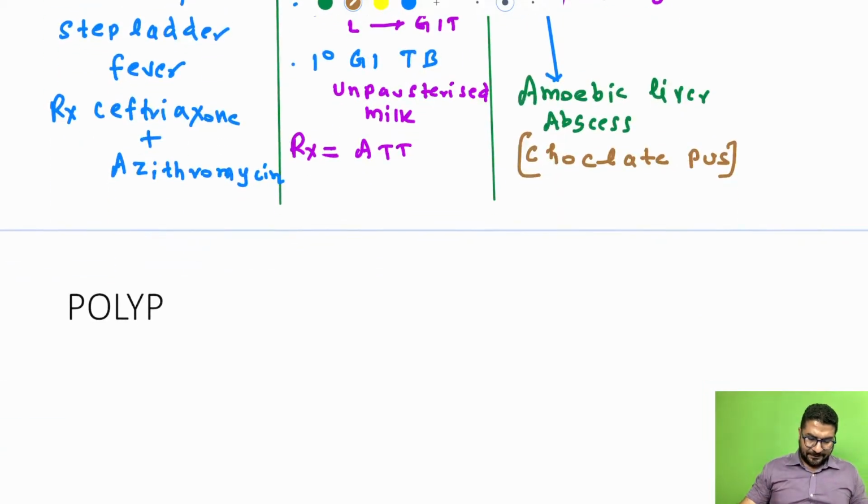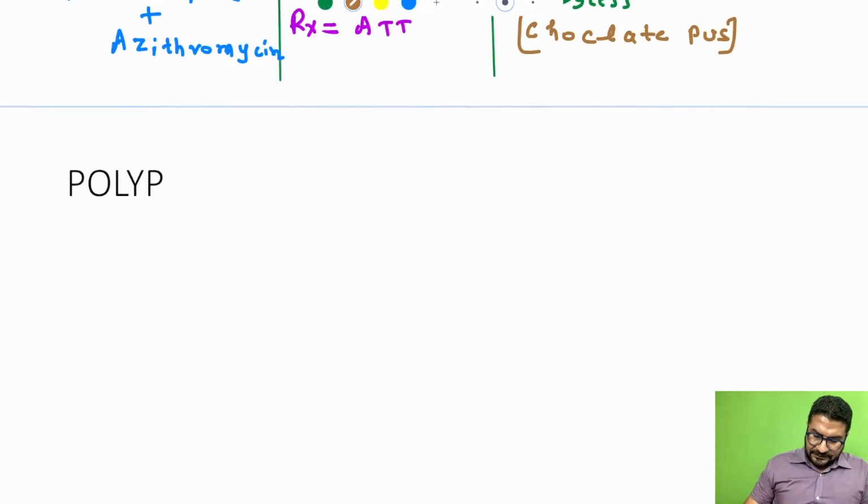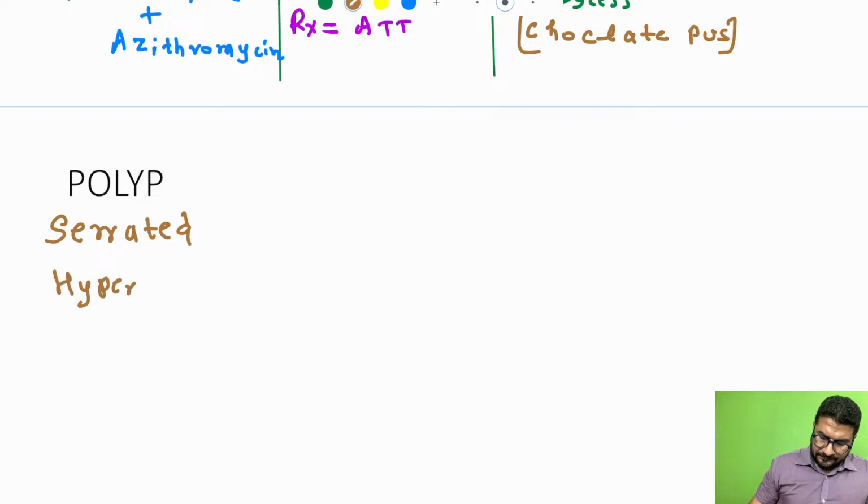So we have different types of polyp. They ask you in exam what are the various types of polyps. Just try to understand, we have different conditions which can present with polyp. What polyps are there inside the colon? We can have serrated polyps, hyperplastic polyp. Now understand, these are not that significant.